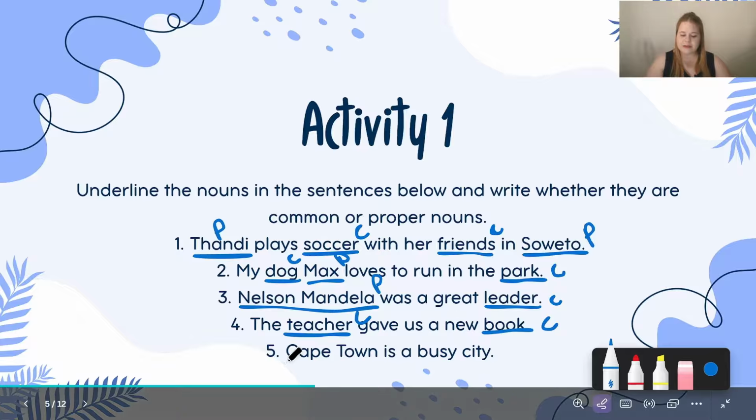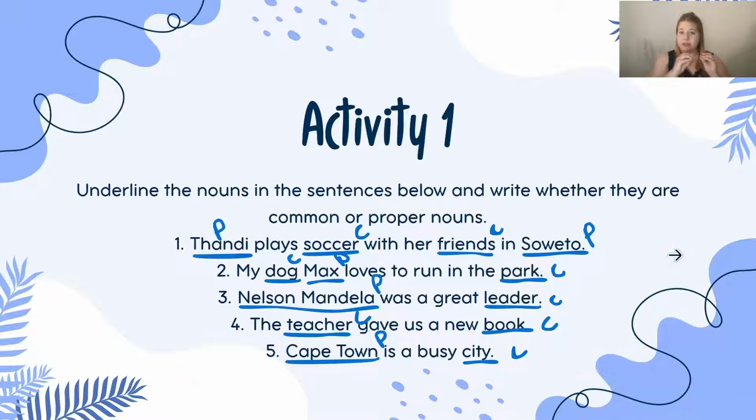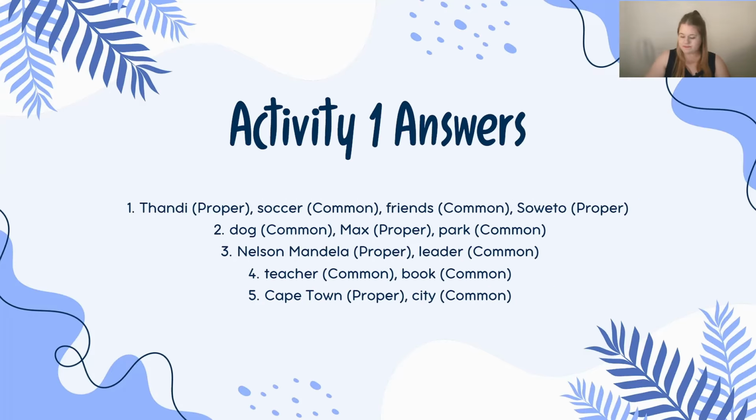Then Cape Town is a busy city. Cape Town is a proper noun because we've named the city. And then the city is going to be a common noun. So do you see there in just this example, we have picked apart which ones are common nouns and which ones are proper nouns.